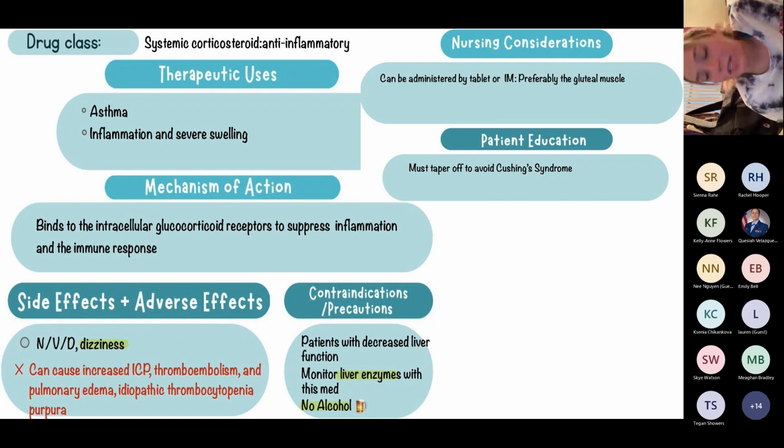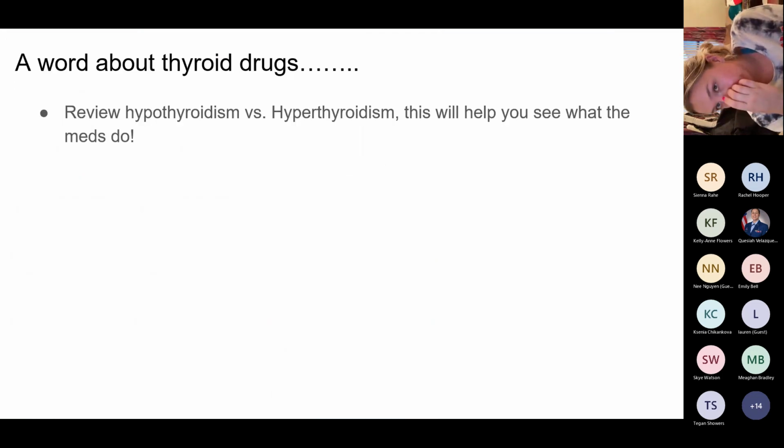You can't just take a systemic corticosteroid, or any corticosteroid for that matter, and all of a sudden abruptly stop. It can lead to Cushing's. So please, please, please go ahead and review your Cushing syndrome.